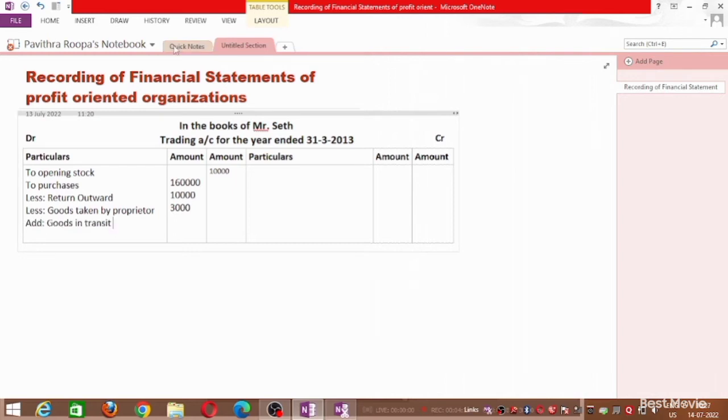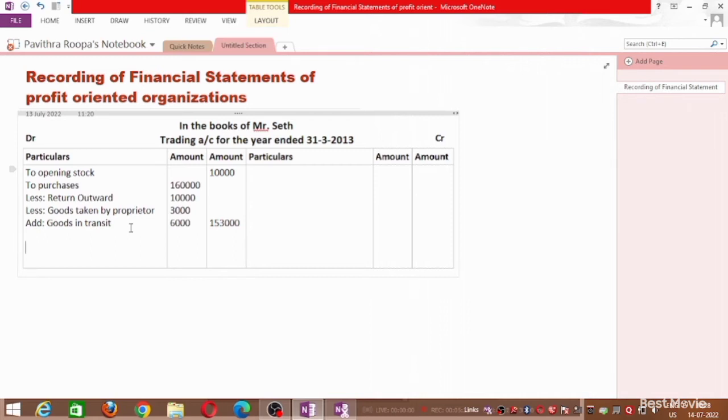Next, one more adjustment is there, that we have to add to the purchases: add goods in transit, that is 6,000. The final amount is, after deduction, and after adding 6,000, the amount is 1,53,000. You can see certain direct expenses they have given in the problem. One more thing which we need to remember is, whenever we are preparing the trading account, we have to consider only direct expenses and we have to ignore indirect expenses.